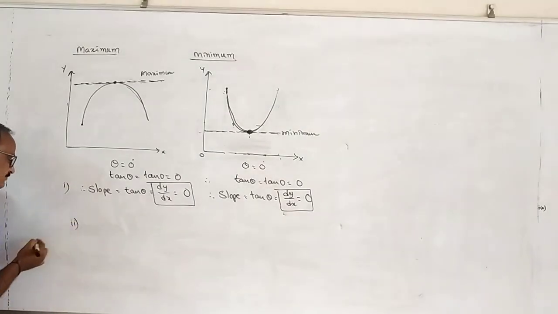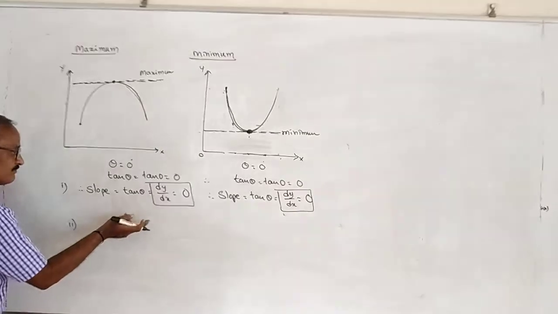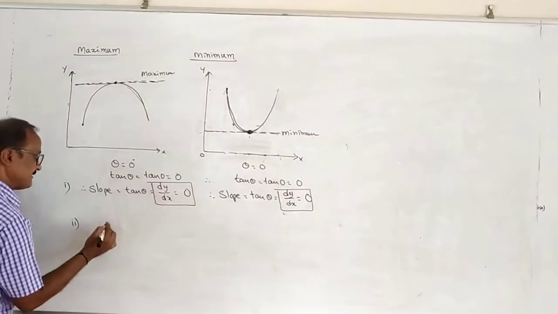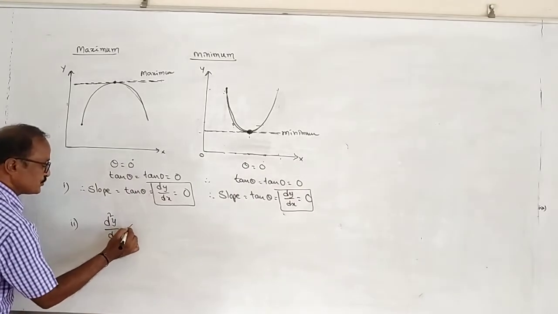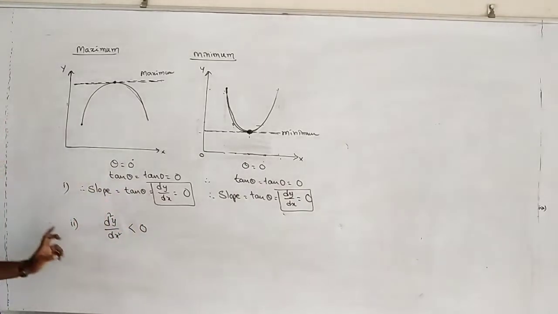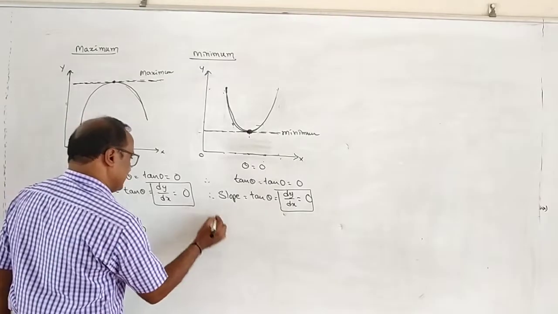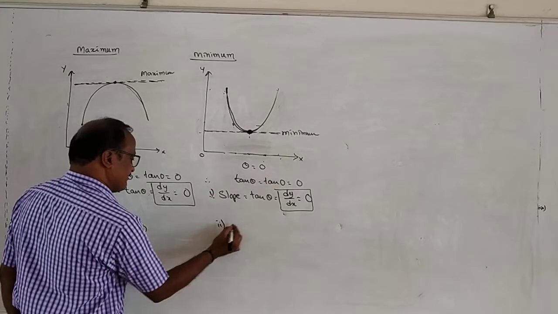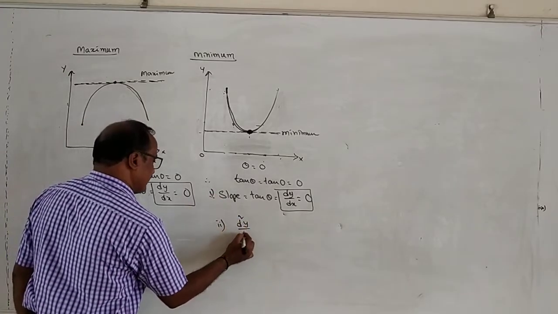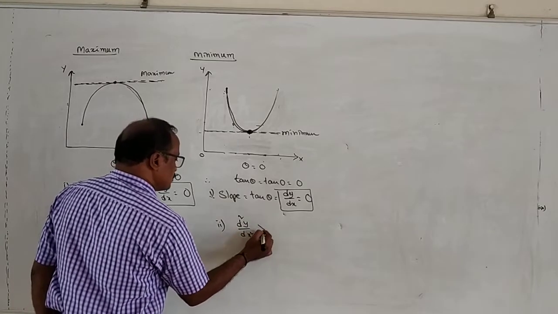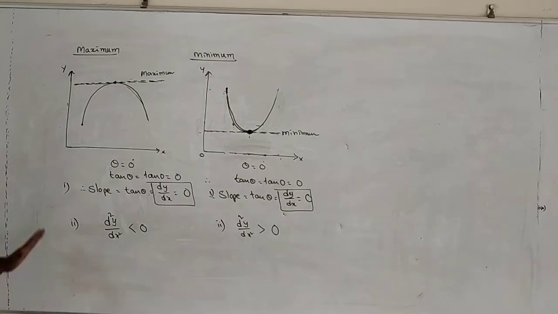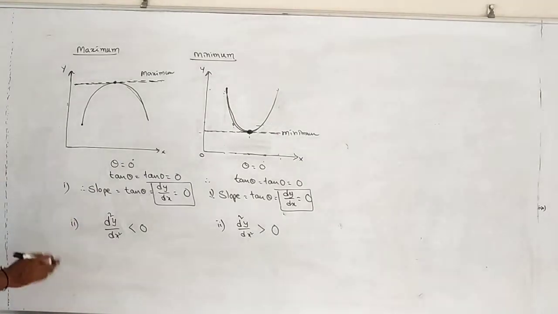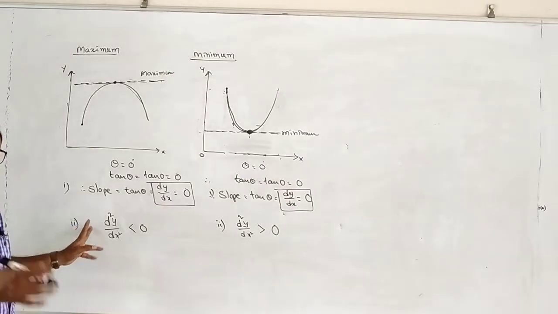And second one, in case of maxima, the double derivative of y with respect to x, d square y by dx square, value should be less than 0. Means it becomes negative. And in case of minima, the double derivative of y with respect to x should be greater than 0. These are the very important conditions for determination of maxima and minima.